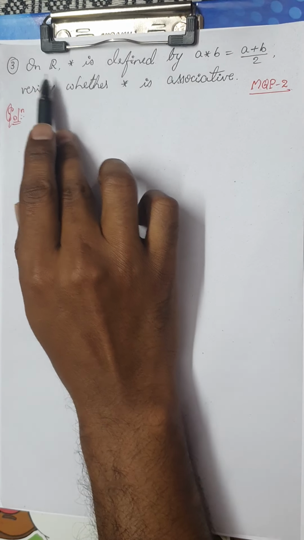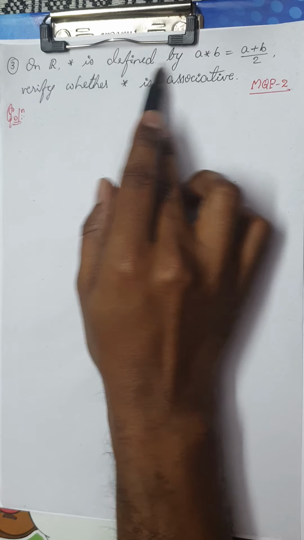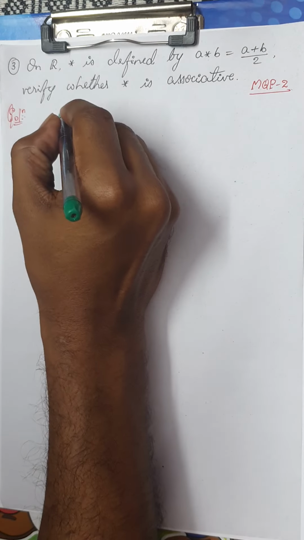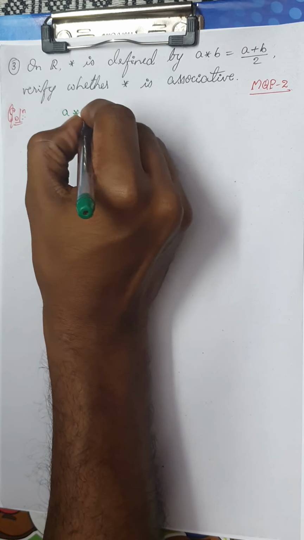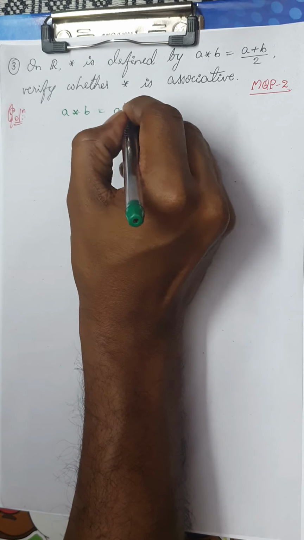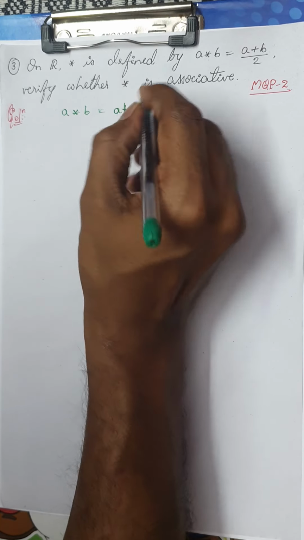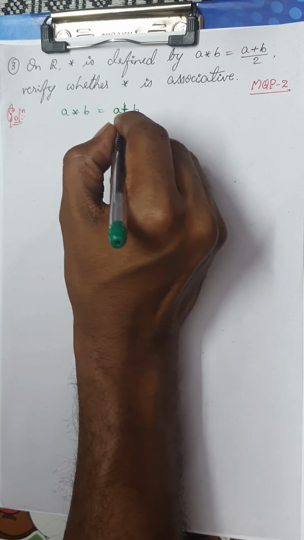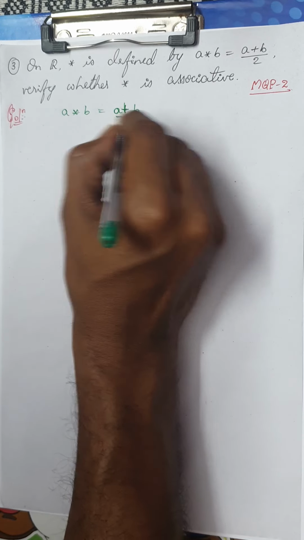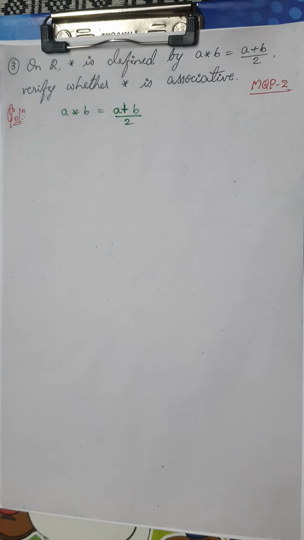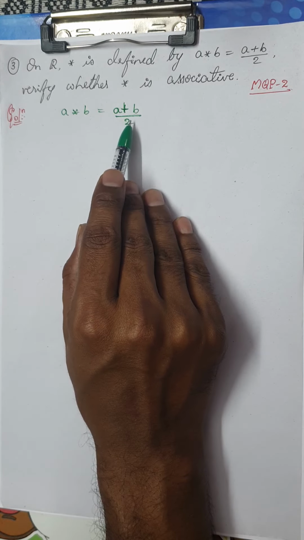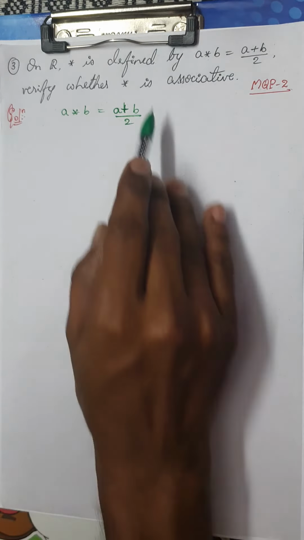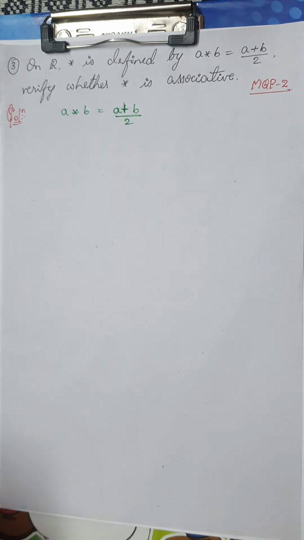Okay, dear students, look at the second question. On R, star is defined by A star B is equal to A plus B divided by 2. The previous one was A into B divided by 2. This is A plus B divided by 2. I want to check whether this is associative.